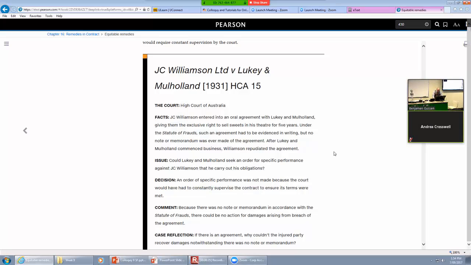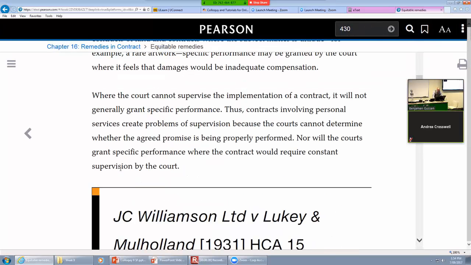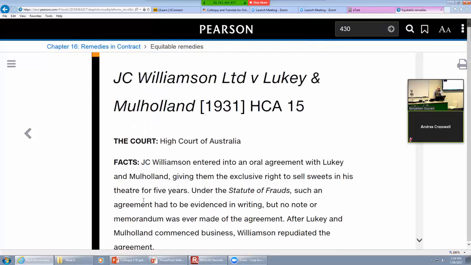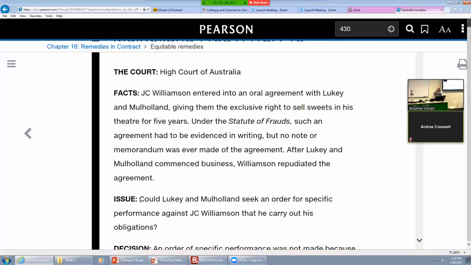So the facts are as follows. J.C. Williamson entered into an oral agreement with Colloquy and Mulholland, giving them the exclusive right to sell suites in his theater for 5 years. Again, under the Statute of Frauds Act, such an agreement had to be evidenced in writing.